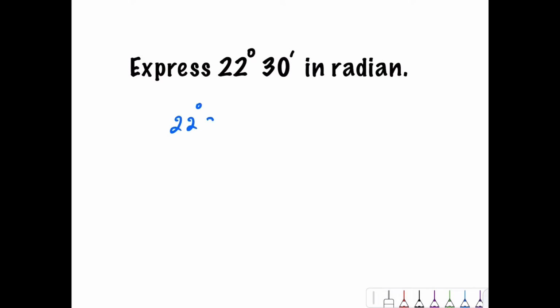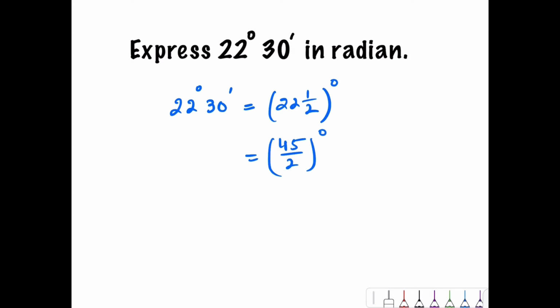22 degree 30 minutes is equal to 22 and a half degree. We can write it like that, and this is equal to 45 upon 2 degree. And if we want to change degree in radian, then we multiply degree by pi upon 180 degree. So this is in radian.